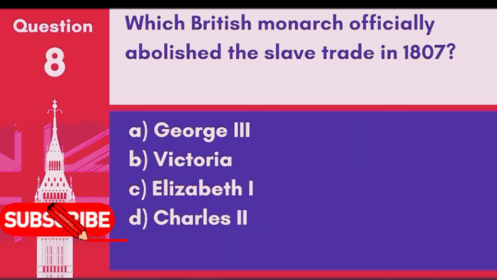Question 8. Which British monarch officially abolished the slave trade in 1807? A. George III. B. Victoria. C. Elizabeth I. D. Charles II. Answer. A. George III. King George III was the British monarch when the slave trade was officially abolished in 1807, following advocacy by figures such as William Wilberforce.